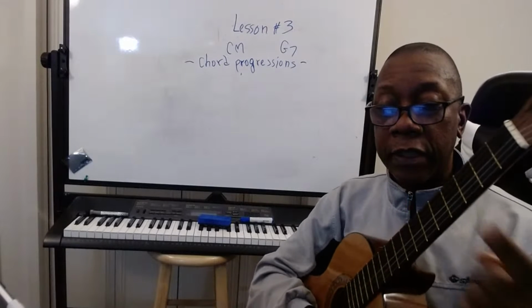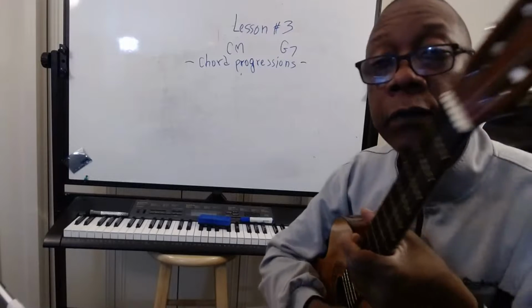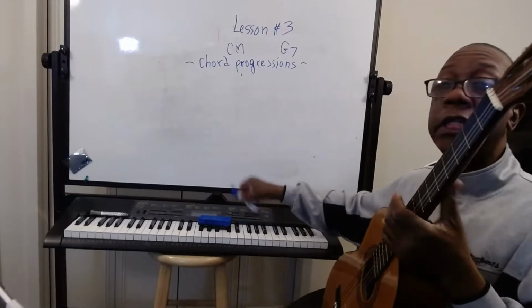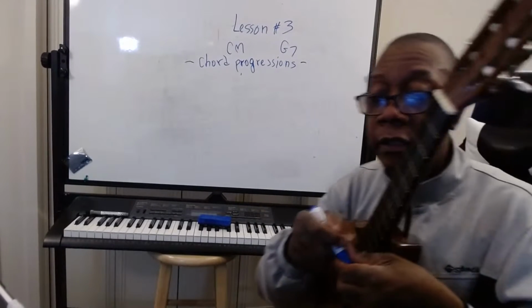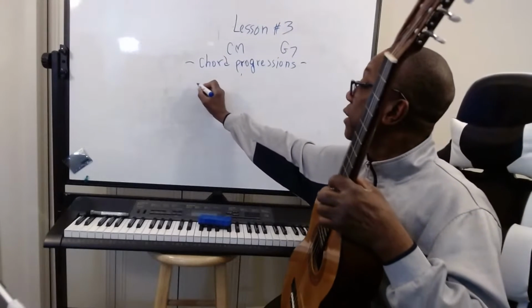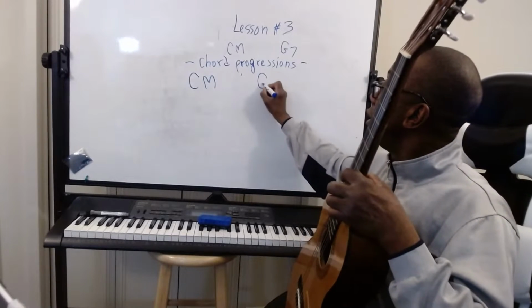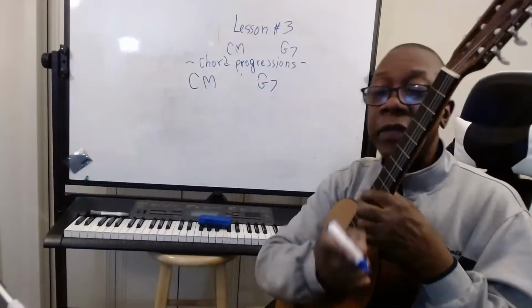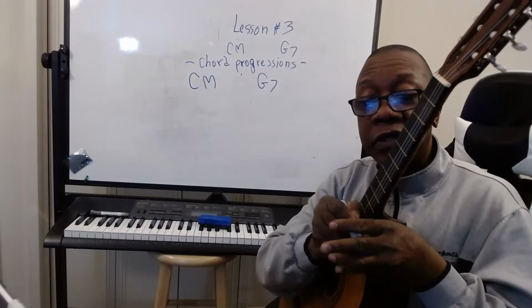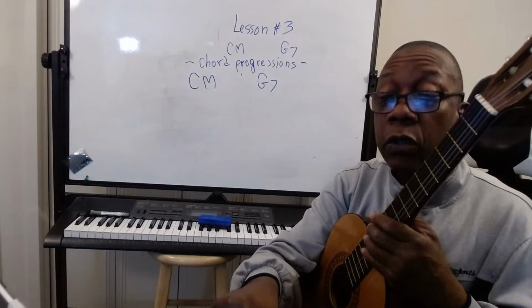Okay, let's do it. So we mentioned earlier that we had C major and G7. Let's go back to the board. C major and G7. So last time we met, our previous lesson, we had a description of the C major chord.